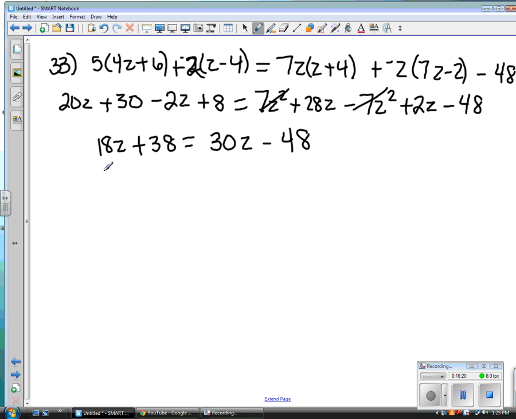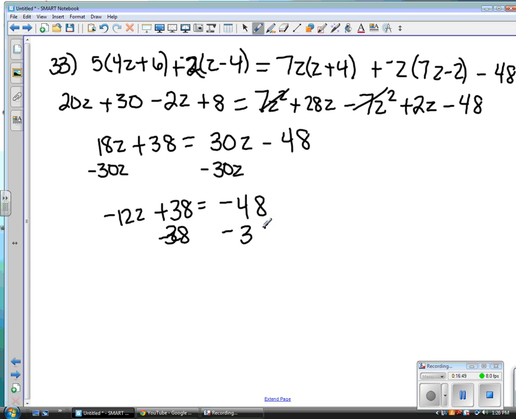Okay, I can subtract 18z, but where do I typically like my variable? I like it on the left, so let's subtract the 30z. Now, there's nothing wrong with subtracting the 18z and then flipping the whole equation. If you do, that's fine. What do I get here? Negative 12z plus 38 equals negative 48. Why negative 48? Because of the subtract.